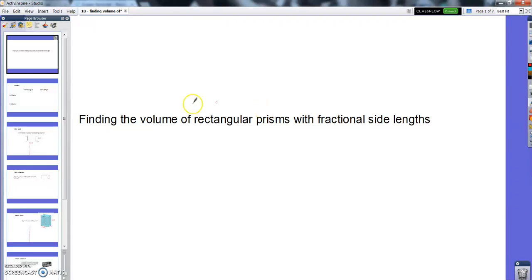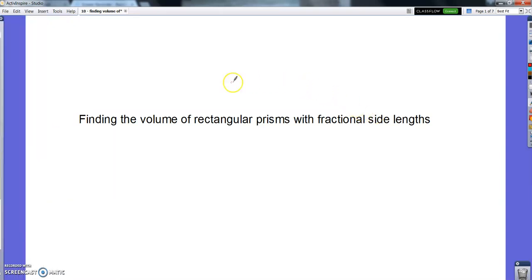Hey there, advanced math. Going to work today on finding the volume of rectangular prisms with fractional side lengths. We've done this the last couple of days with two different strategies with whole number side lengths. And today I want to talk about what happens if some of the side lengths are not whole numbers. So write this as the title of your next free page in your math notebook. Mark a page, close it up, unpause, and follow with me.